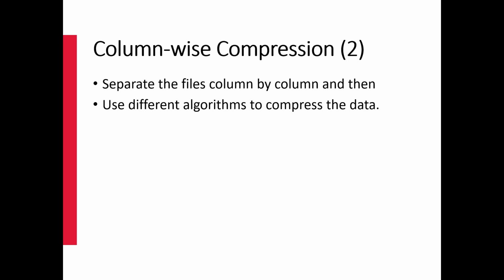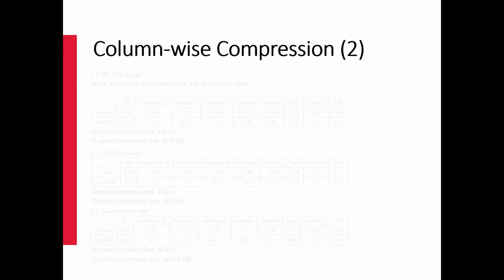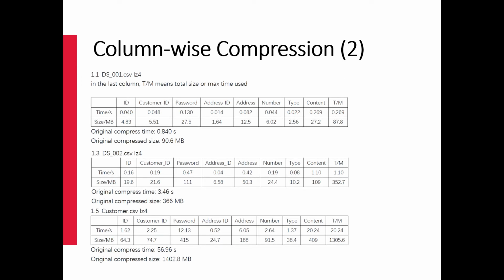The second type of column-wise compression I used is to separate the files column by column and then use different algorithms to compress the data. These are the results of the second type of column-wise compression. In the last column, T or M means total size or max time used. Compared to the original compression, column-wise compression has a lower compression size or compression time, even if we sum all the compression times together.